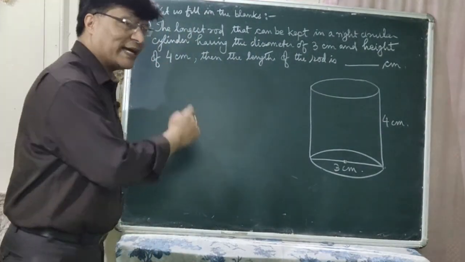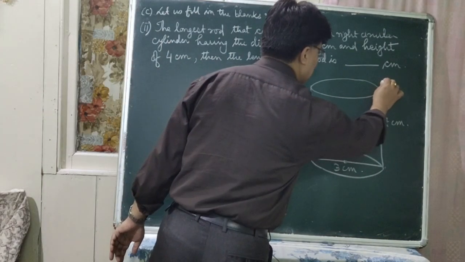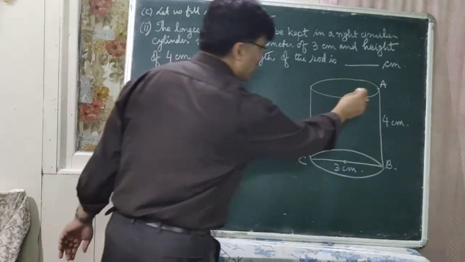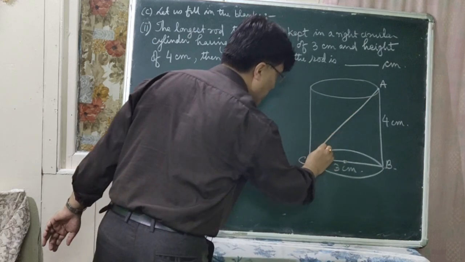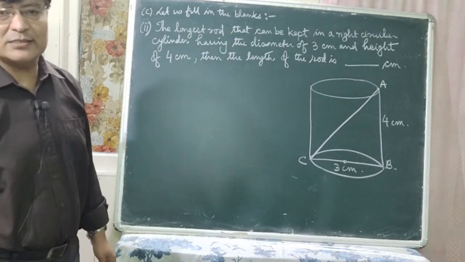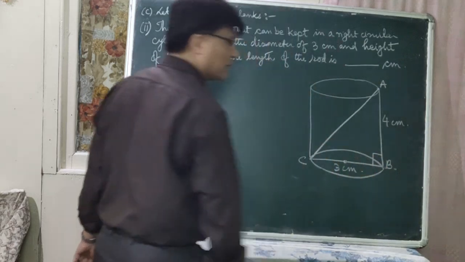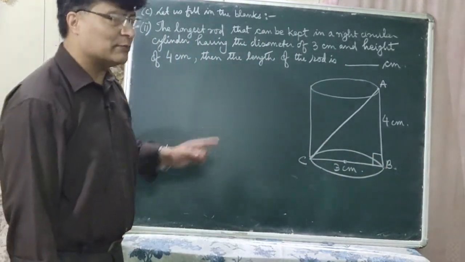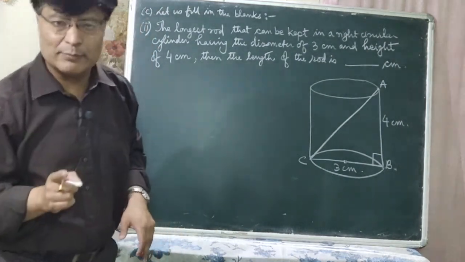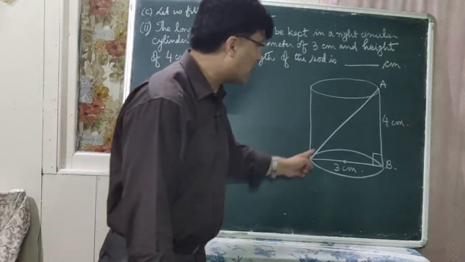So what is that longest rod that can be kept inside this cylinder? So this height is AB and this BC is the diameter. So join this AC. This AC will be the length of the longest rod that can be kept inside the cylinder. Is that clear? And you know that this is a right angle triangle, isn't it? So which is the longest rod that can be kept inside the cylinder? That is this AC. Okay, that means you have to find out the length of this hypotenuse AC.